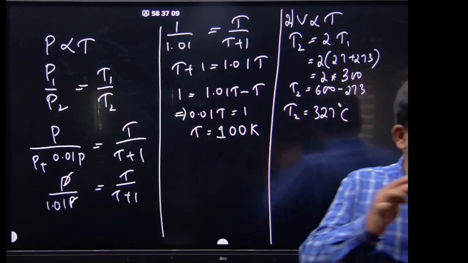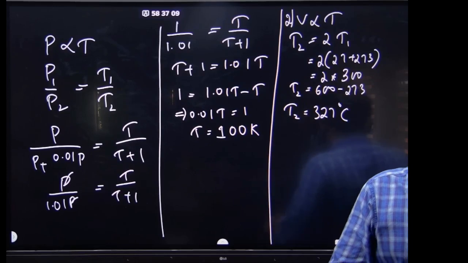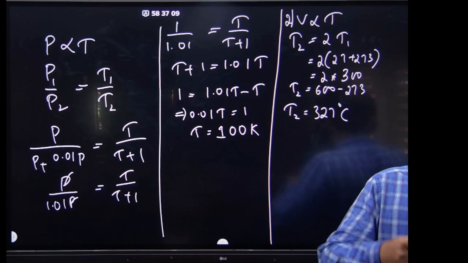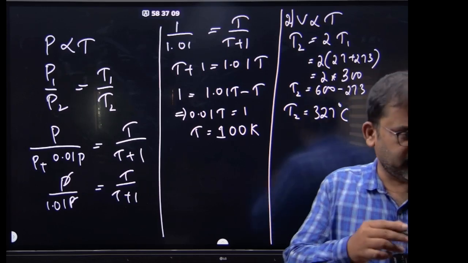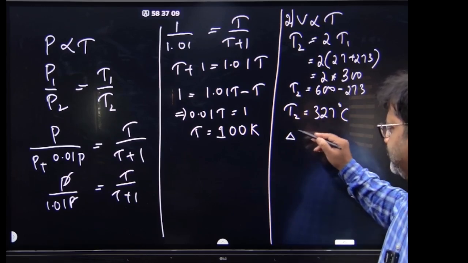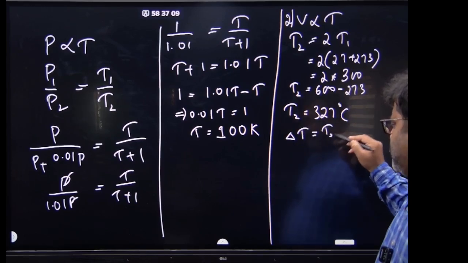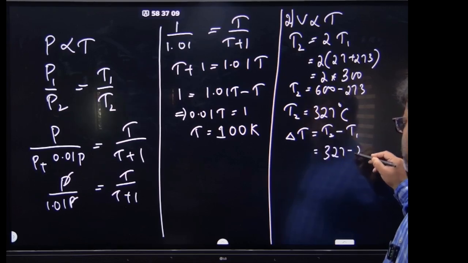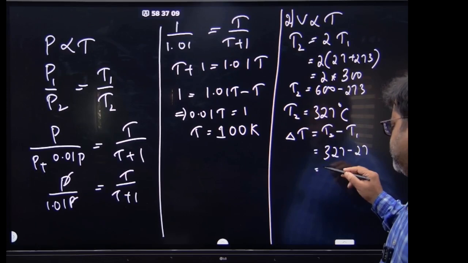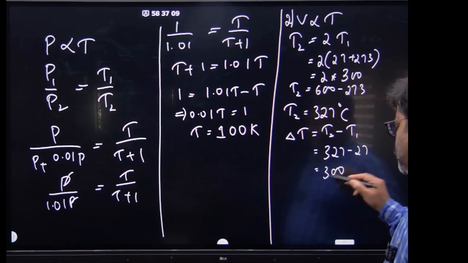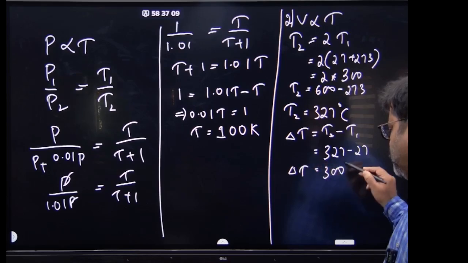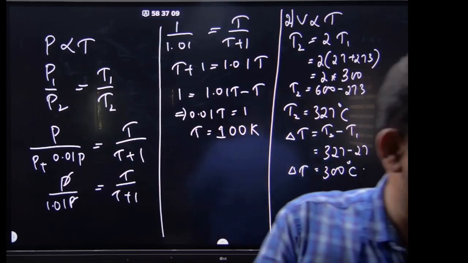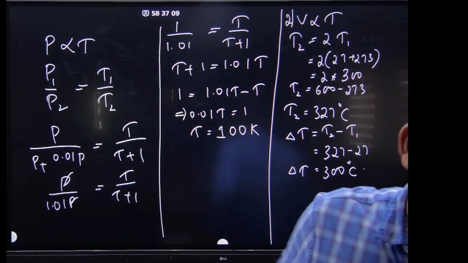But he has not asked us what is the temperature. He is asking us what is the temperature difference. So we need to calculate delta T, which is equal to T2 minus T1. T2 is 327 degrees Celsius minus T1, which is 27 degrees Celsius. Therefore delta T is equal to 300 degrees Celsius. So the right option is option 4.